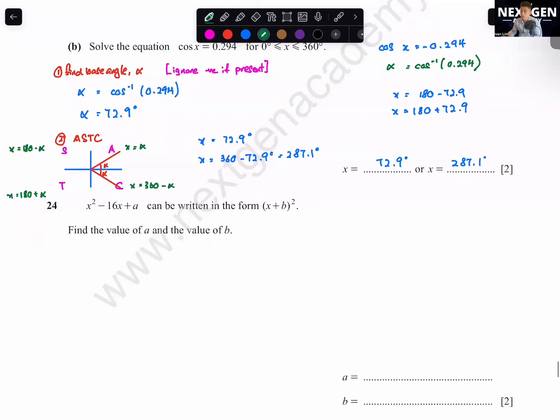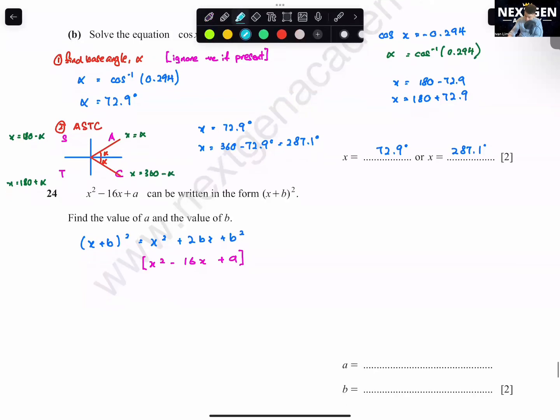Let's go to question 24. X squared minus 16x plus a can be written in the form (x plus b) squared. Find the value of a and the value of b. This one you just open up the bracket, then we compare it. x plus b squared is x squared plus 2bx plus b squared. I want to compare with x squared minus 16x plus a. Compare both of these values. So 2b equals 16, b squared equals a.